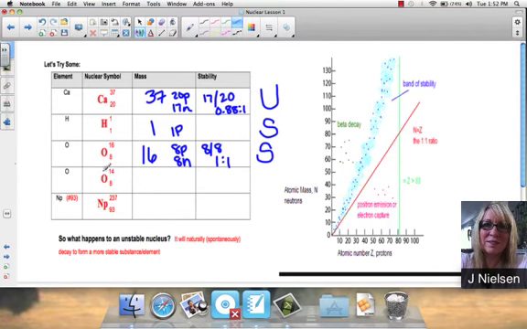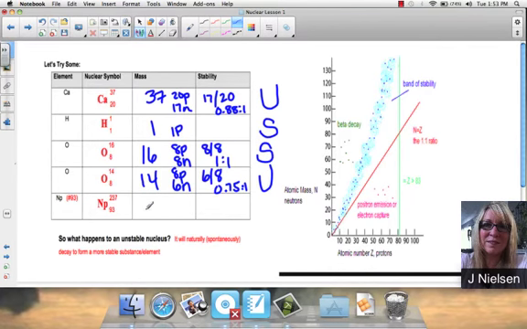Now this, obviously you can know that this is not the regular mass of oxygen. This has a mass of 14, so I have 8 protons, 14 minus 8 is 6 neutrons, so this is going to be 6 divided by 8. So this is going to give me 0.75 to 1, so this is going to be unstable.